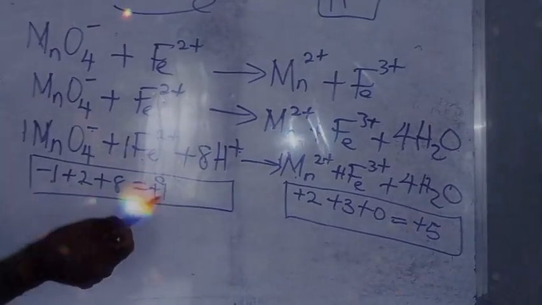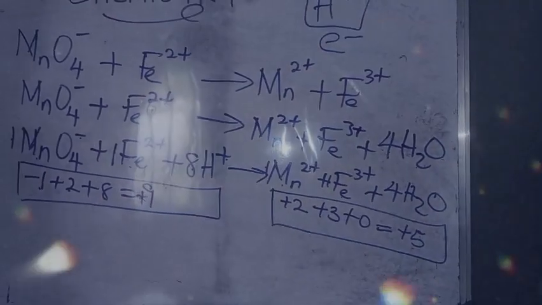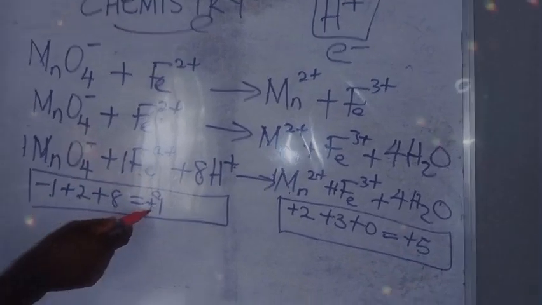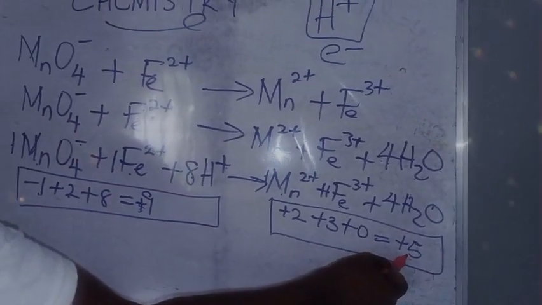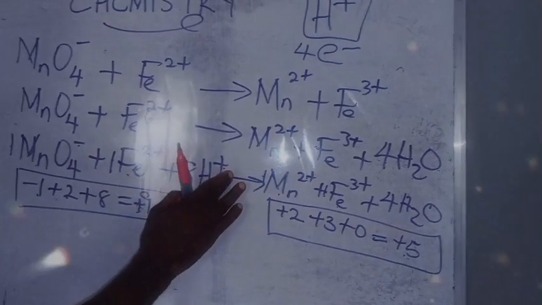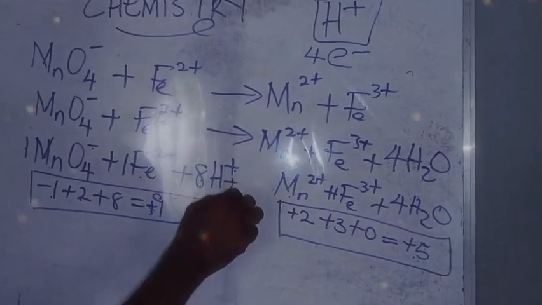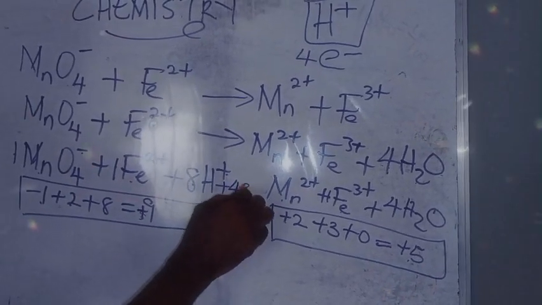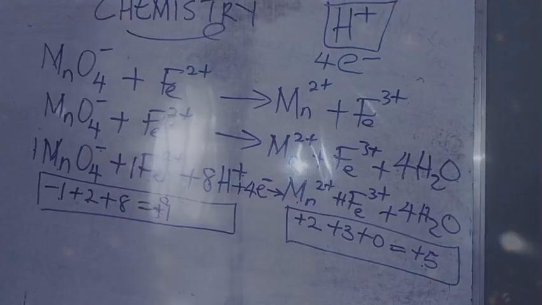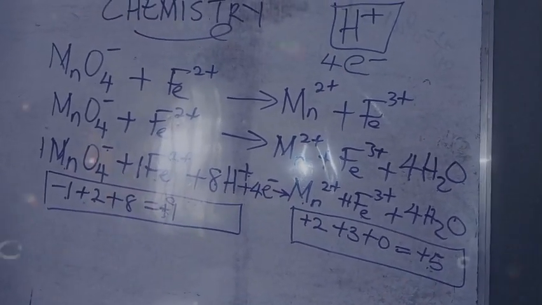So we need to reduce this side by introducing electrons. How many electrons do we add to this? How many negative charges do we add to plus 9 that will give us plus 5? That is 4. So for this equation to be balanced, we remove this arrow, you put plus 4 electrons, then you put the arrow back. Then the equation is balanced.